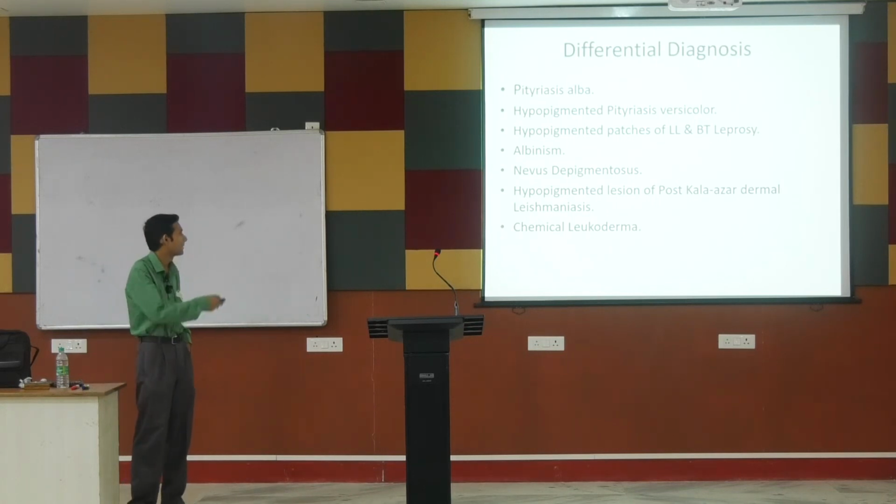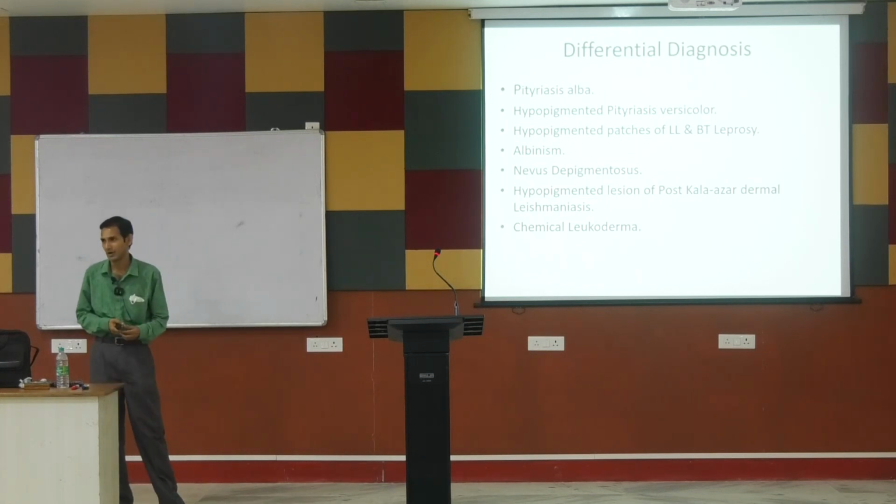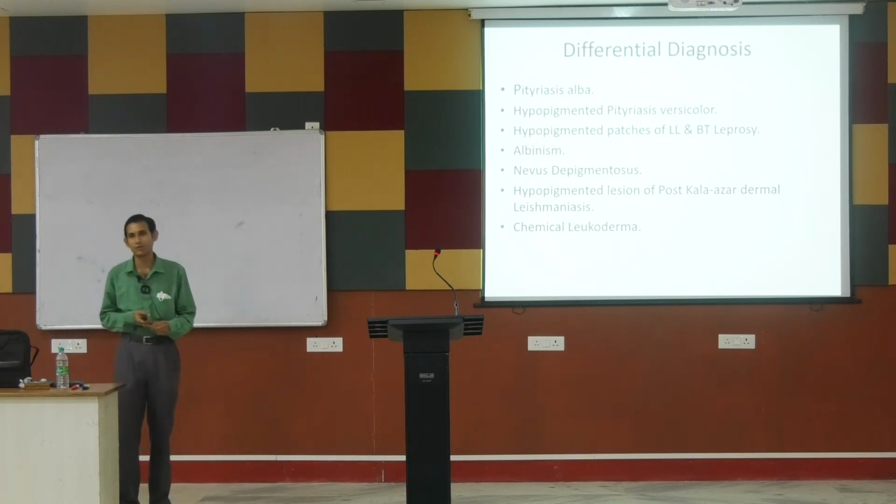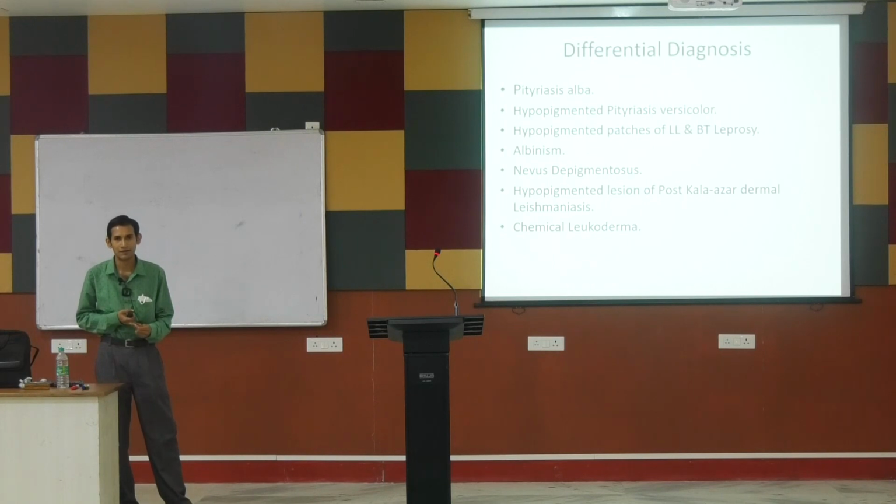Now coming to hypopigmented pityriasis versicolor. What is hypopigmented pityriasis versicolor? Pityriasis versicolor or tinea versicolor, which is called chuli in Bengali. Yes, it is basically caused by a superficial fungus, that is Malassezia species: Malassezia furfur, Malassezia globosa or Malassezia restricta.